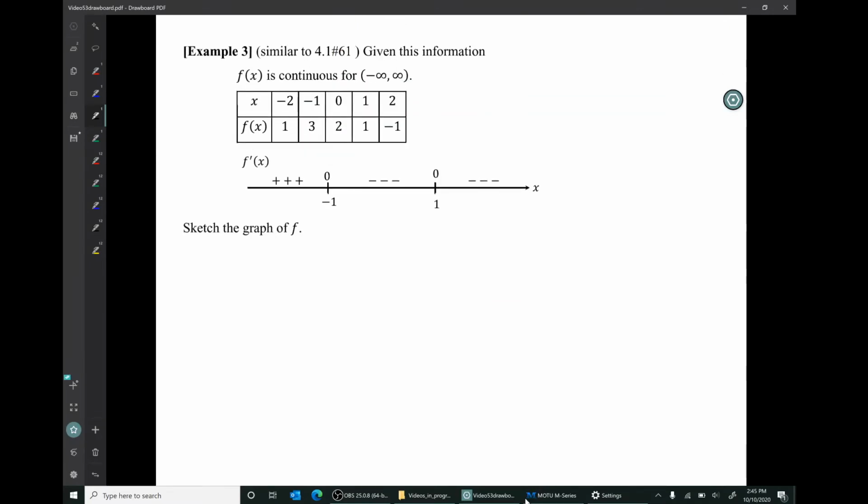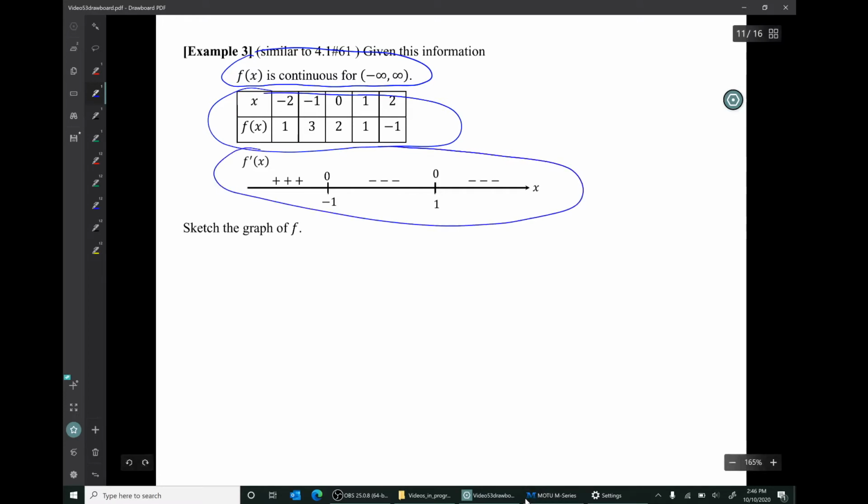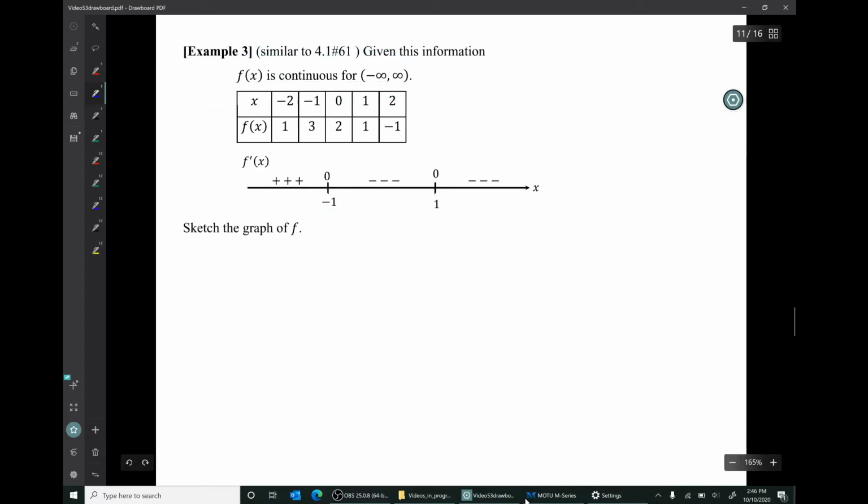In example 3, we're given information about a function, and we have to sketch its graph. The information that we're given is, first of all, the function is continuous. And then we're given this table of x, y values. And then we're given this sign chart for f prime. And we're supposed to graph f.